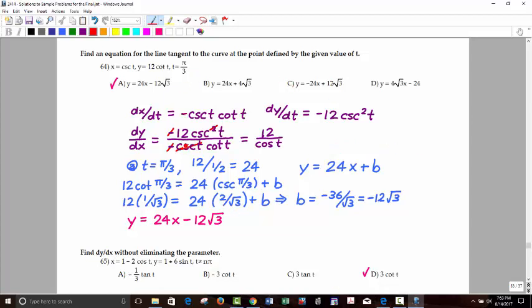So x is cosecant of t. So right there, I'll replace the x with cosecant of pi over 3. And then y is 12 cotangent of t. So where I have y now, on the left side, I have 12 cotangent of pi over 3.